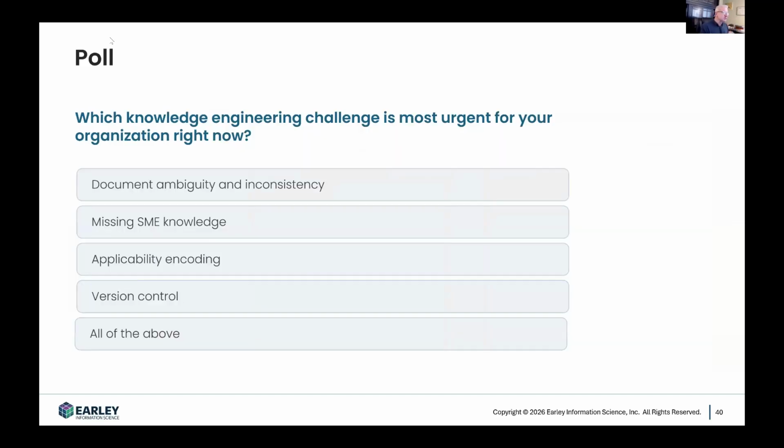So let's take another poll. Which knowledge engineering task is most urgent to your organization? Is it document ambiguity, missing SME knowledge, applicability, encoding, version control, and then we have all of the above.